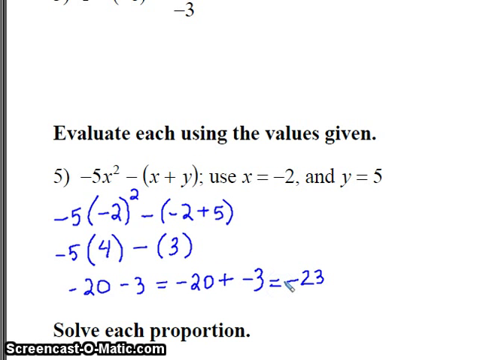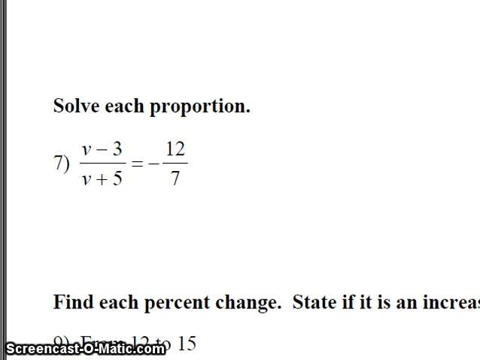Alright, I want you to go ahead and pause the video and try number 6 now. Alright, here we are back again. We have a proportion now that we need to solve. If you remember right, proportions are solved by cross multiplying. So when we cross multiply this, we're going to get 7.